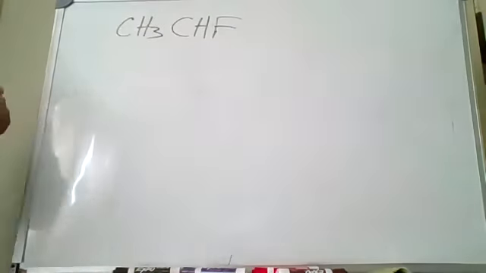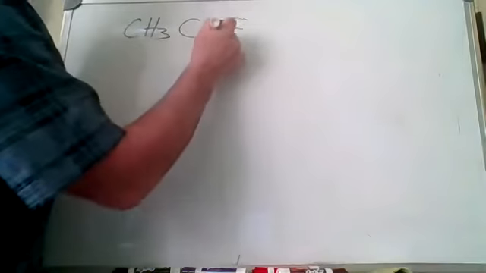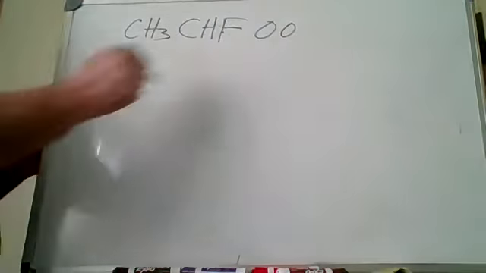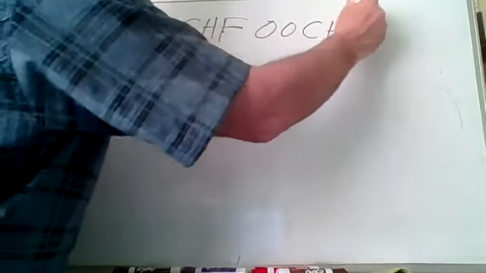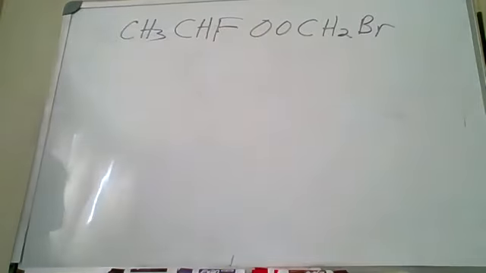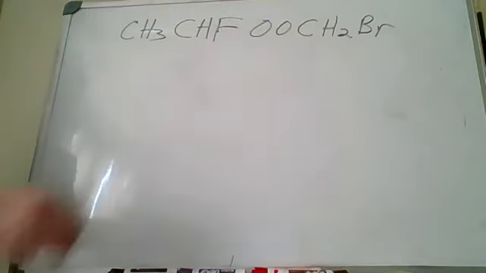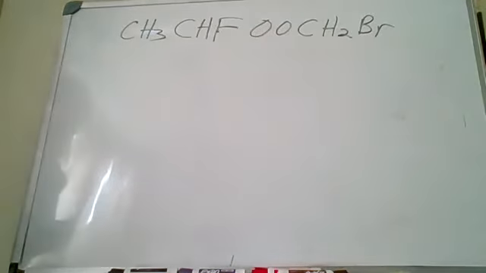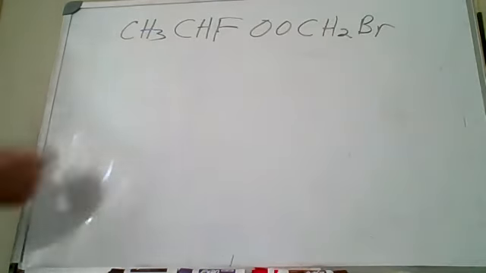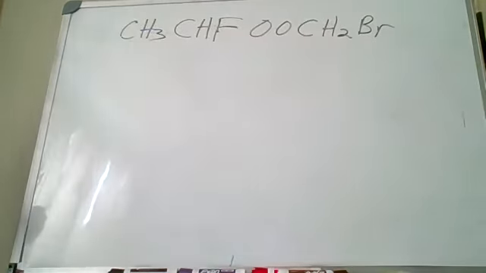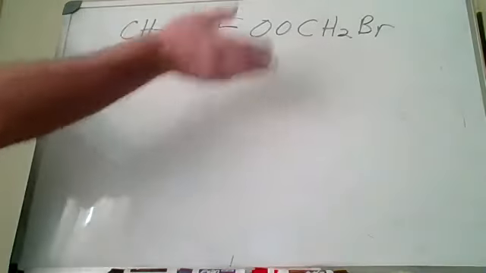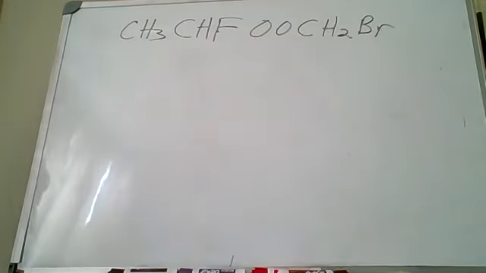So CH3, we know what that looks like. CHF, we know what that looks like. OO, we don't know what that looks like. And CH2, we know what that looks like, with a Br for good measure at the end. Now, we have 2 oxygens here. The only functional group we have with 2 oxygens is our carboxylic acid, but that doesn't look like a carboxylic acid. Could it be like 2 alcohols back to back? We'll just draw it and see.